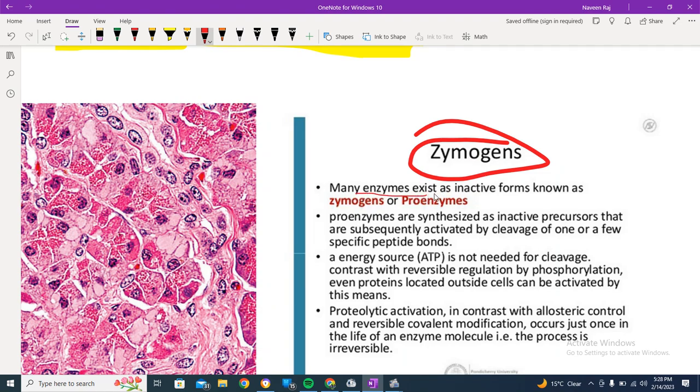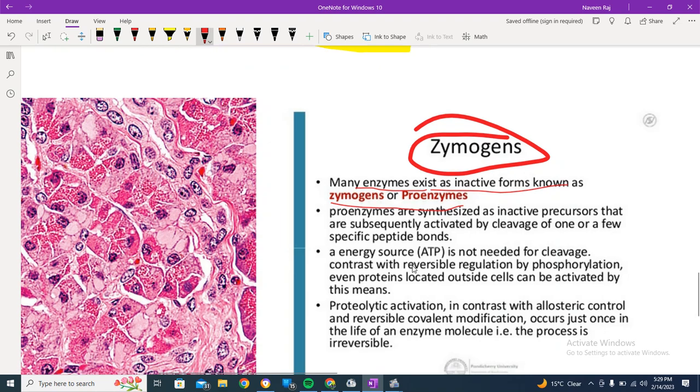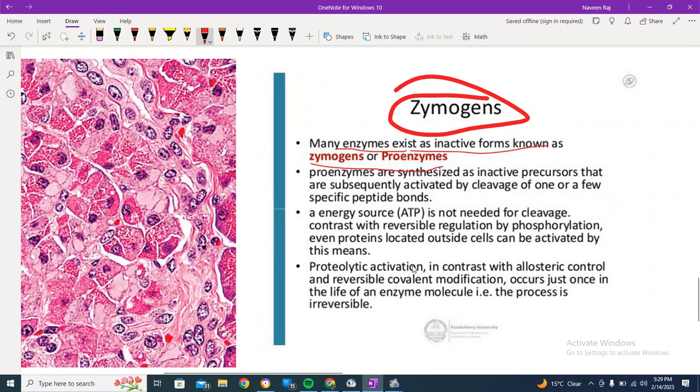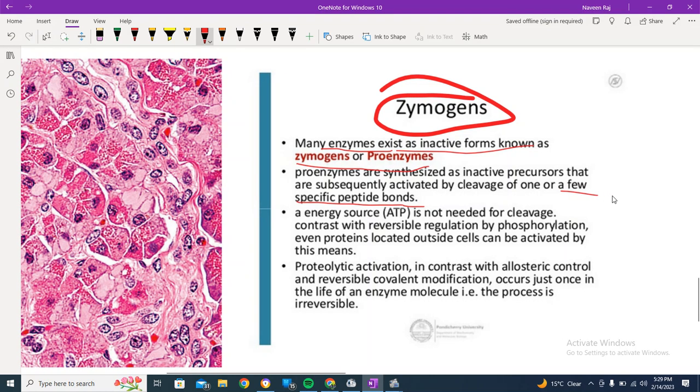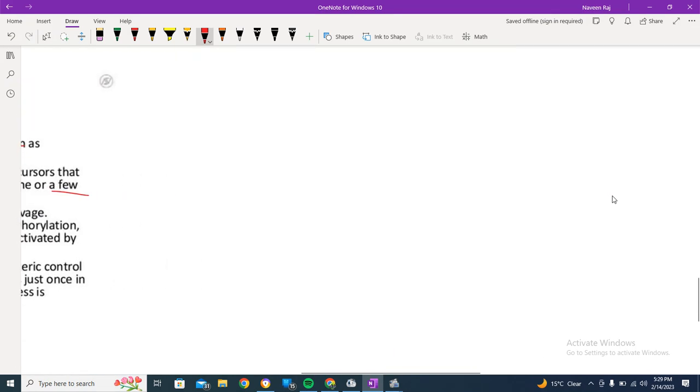So many enzymes exist in inactive forms known as zymogens or proenzymes. Zymogens have important enzymes in inactive form, and an energy source is needed for the cleavage, control and regulation. A few specific peptide bonds are cleaved for the activation. I'm not going into the detail of that. Firstly, let me give you the concept of what will happen in the zymogen cells.